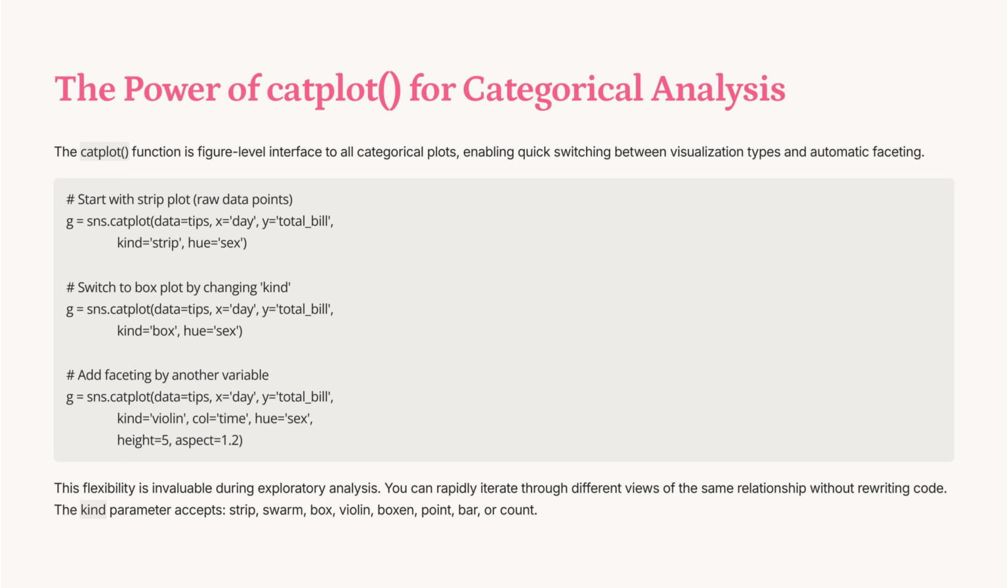The catplot function in Seaborn offers a versatile approach to categorical analysis. By adjusting the kind parameter, you can seamlessly switch between strip, box, and violin plots, among others. This flexibility allows for quick exploration of data relationships, with options for faceting by additional variables, enhancing the depth of analysis without extensive code changes.